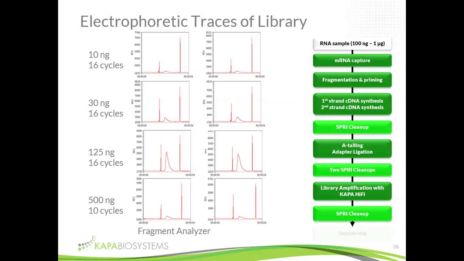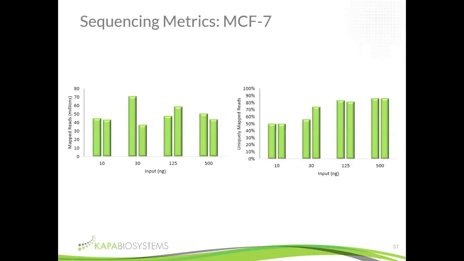Now we're going to get into the various sequencing results that we obtained with the MCF7 cell lines. Here we assess the input titrations and their replicates for general sequencing metrics. Shown here are both mapped reads and uniquely mapped reads, which are defined as reads which are not PCR duplicates.